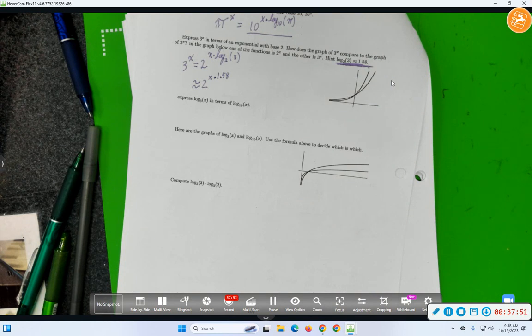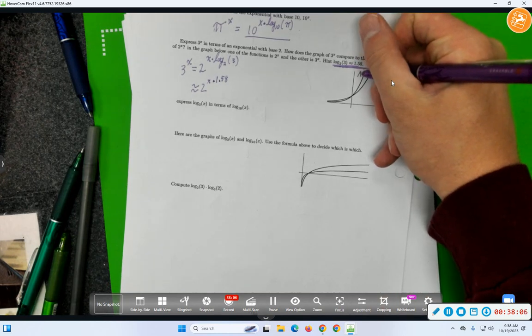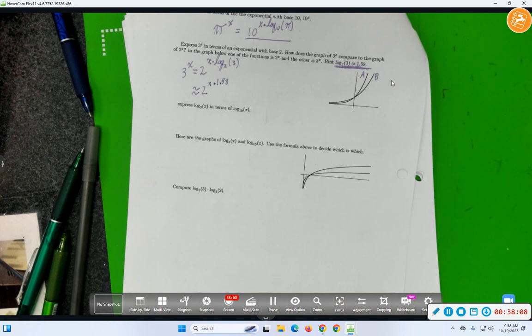Alright, so now here are two graphs. They're not labeled at all, but you can see how they compare to each other. If I tell you that one of those is 2 to the x, and one of those is 3 to the x, which one has to be which? Let's label them as A and B.